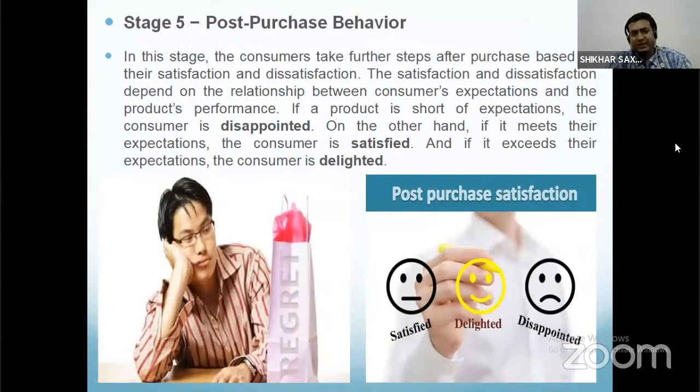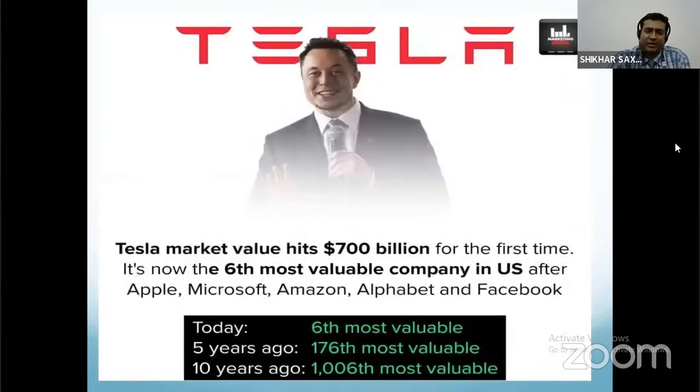In this last stage, the consumer takes further steps after purchase, based on their satisfaction or dissatisfaction. The satisfaction or dissatisfaction depends on the relationship between the customer's expectations and the product's performance. If a product falls short of expectation, the consumer is disappointed. On the other hand, if it meets their expectation, the consumer is satisfied, and if it exceeds their expectation, the consumer is delighted.